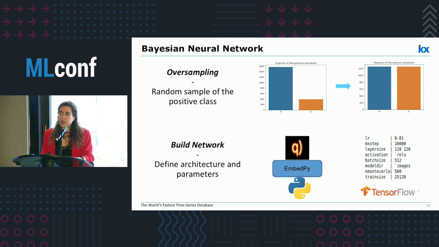So we said, let's go with that, and we built a neural network. In order to do that, we use embedPy, which is Python and Q together. So we just embed a Python process in our database, and then we can provide data in Q, but use the Python models to train to get the solution. So these are some of the parameters we use for the Bayesian neural network. We just wanted to give it a try. It's not a very complex model, but we found out that it was doing good enough.